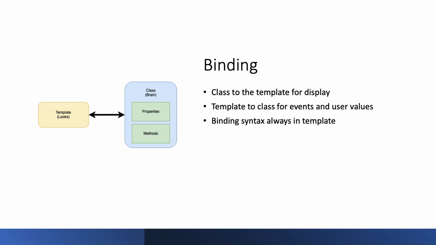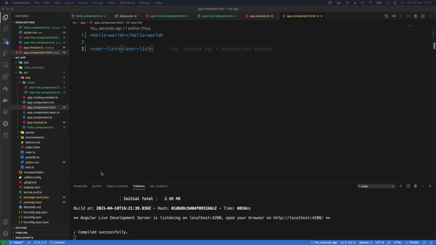So let's go back to our code. And inside our code, the first binding that we're going to be doing is a one-way binding. It means that we're only going to be displaying information. We're not going to be receiving any events, or any value back. So this one-way binding we're going to be utilizing is just to change the component title.